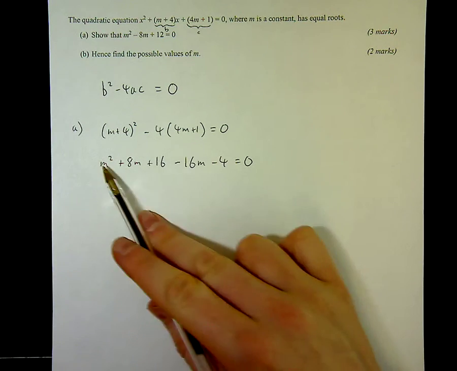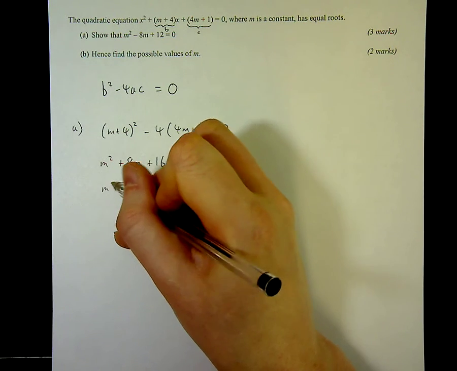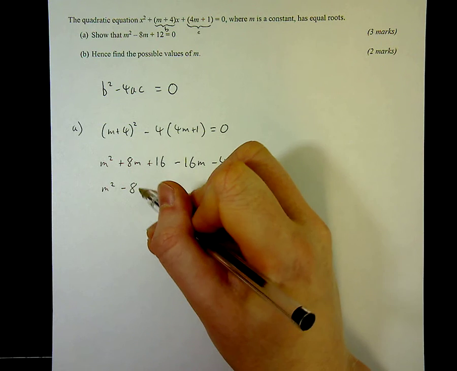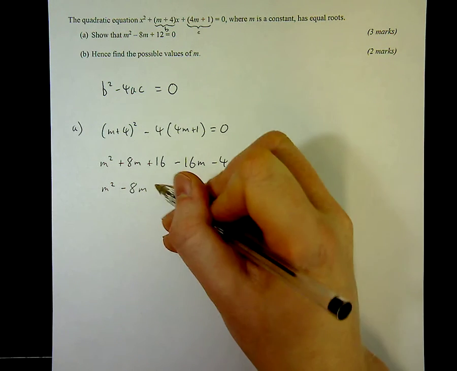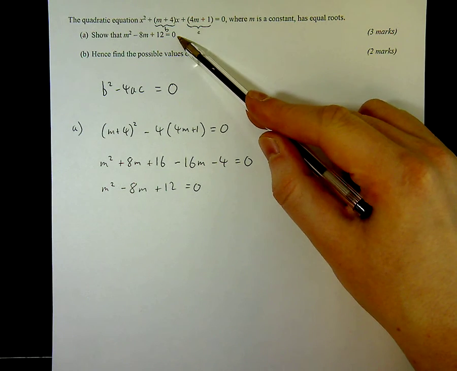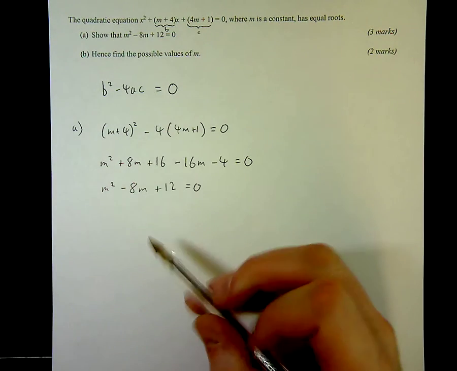which equals 0. Now I've just got to simplify my algebra to get m squared plus 8m minus 16m, it's going to be minus 8m, plus 16 minus 4 gets me plus 12 equals 0, as shown here. So I know I'm correct because I can go back and check it.